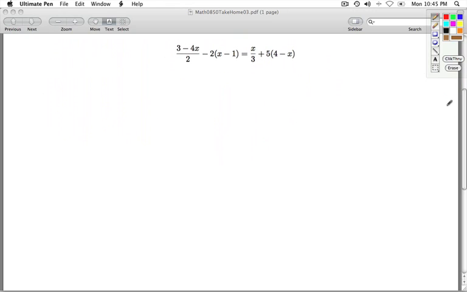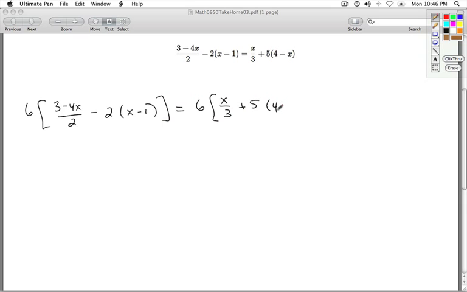So we're going to multiply both sides of this equation by 6. We're going to give ourselves some room here. 6 times 3 minus 4x over 2 minus 2 times x minus 1 equals 6 times x divided by 3 plus 5 times 4 minus x.